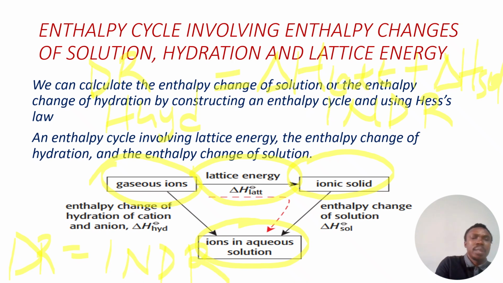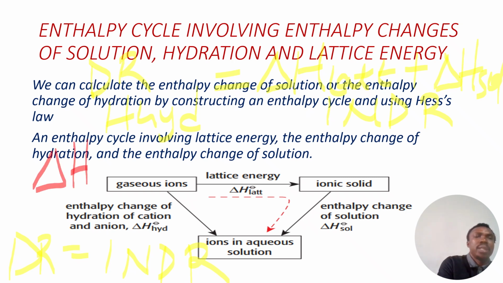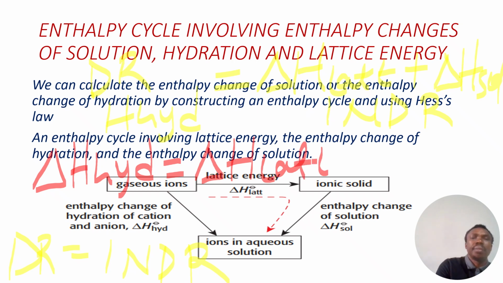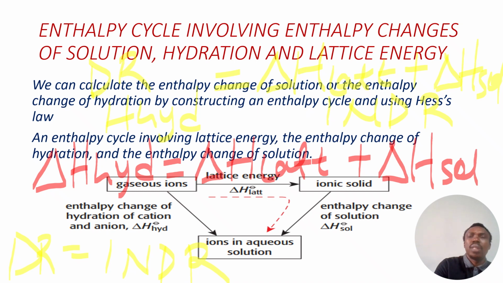route. That means enthalpy change of hydration, which is the direct route, is equal to lattice enthalpy plus enthalpy change of solution. So with this we can calculate the lattice energy or the enthalpy change of solution or the enthalpy change of hydration.